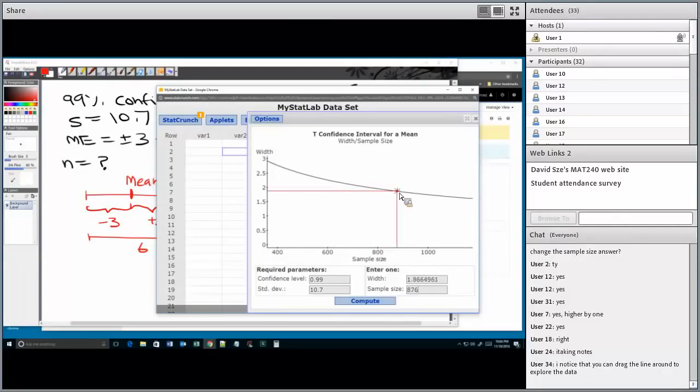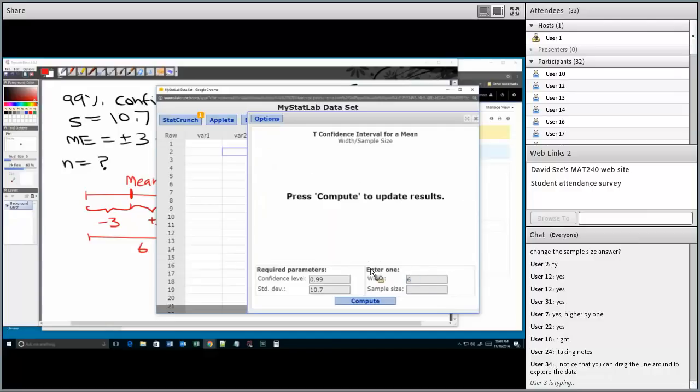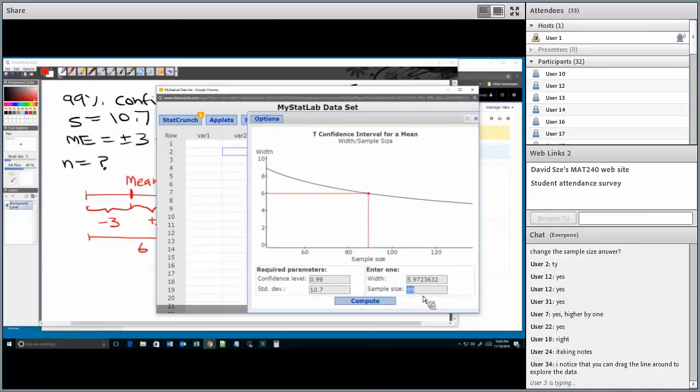Isn't that nice? So what it's doing is using an algorithm that tries to converge to an answer. And you can see it never gives you a decimal point answer for sample size because that will not make sense. You can't have decimal points in your answer for sample size. So when you enter something, first it gives you the closest whole number, and then it changes the width a little bit to get to that whole number.